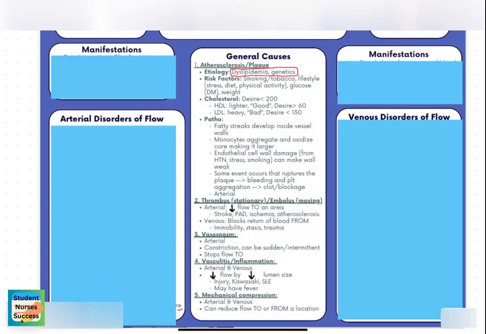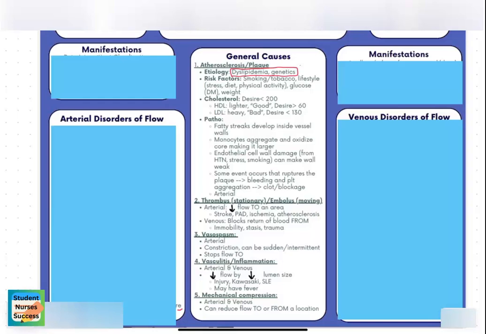Other risk factors that accelerate atherosclerotic plaque development in the arteries include smoking, lifestyle issues such as diet, lack of physical activity, stress, and we also know that high glucose levels also contribute to the development or acceleration of atherosclerotic plaque development in arteries.